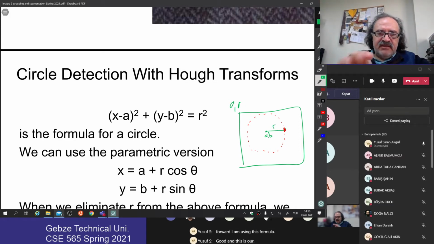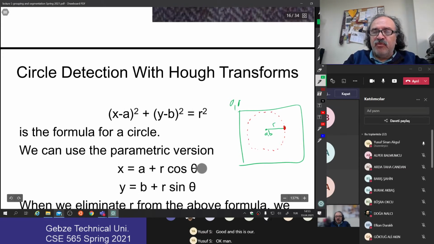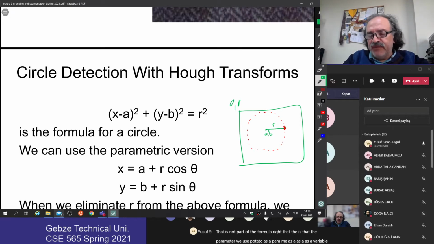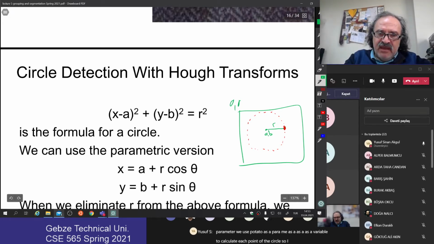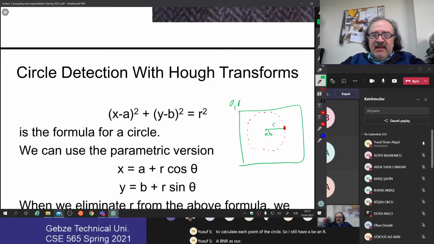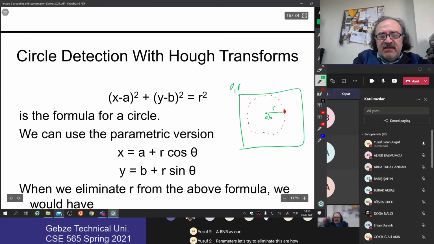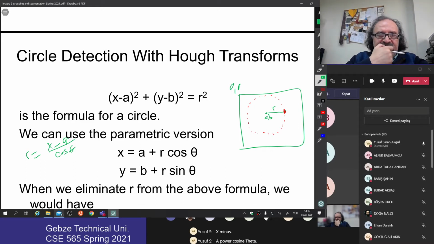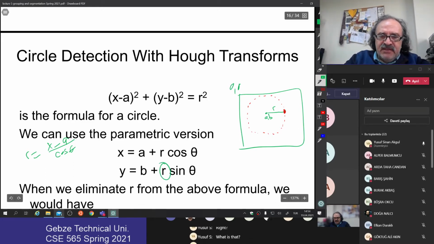And theta is not part of the formula, right? Theta is not a parameter. We use theta as a variable to calculate each point of the circle. So I still have a, b and R as our parameters. Let's try to eliminate this R. How do I eliminate this R? I would say R is equal to x minus a over cosine theta, right? R is that. So I would replace this R with this one.